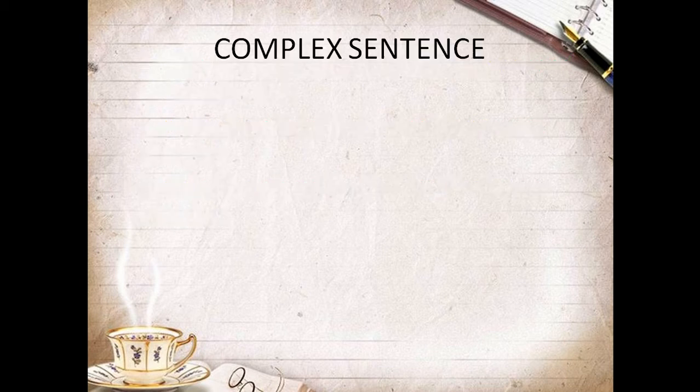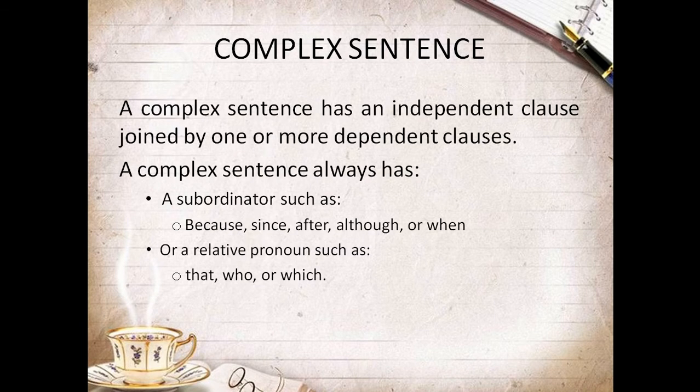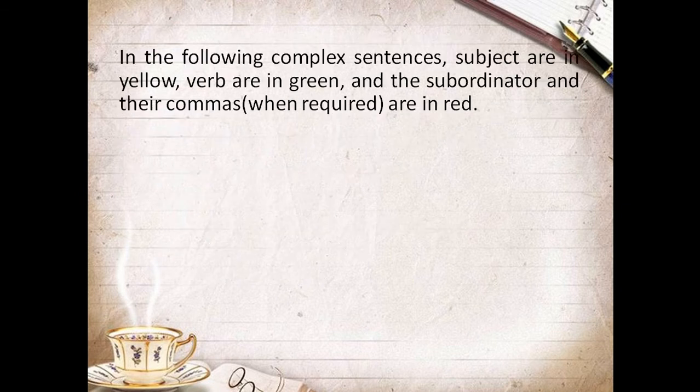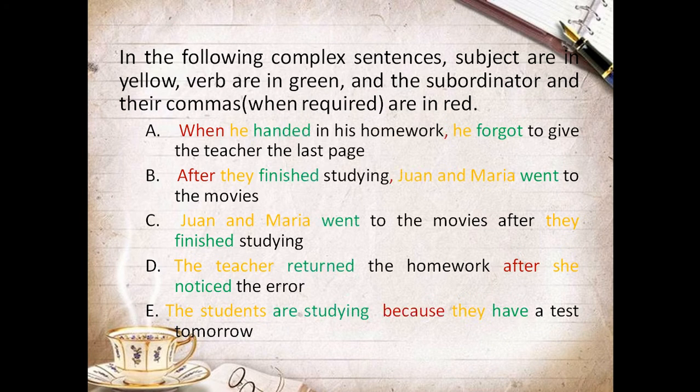And the last one is the complex sentence. A complex sentence has an independent clause joined by one or more dependent clauses. A complex sentence always has a subordinator such as because, since, after, although, or when, or a relative pronoun such as that, who, or which. In the following complex sentences, subjects are in yellow, verbs are in green, and the subordinators and their commas, when required, are in red. For example, A.